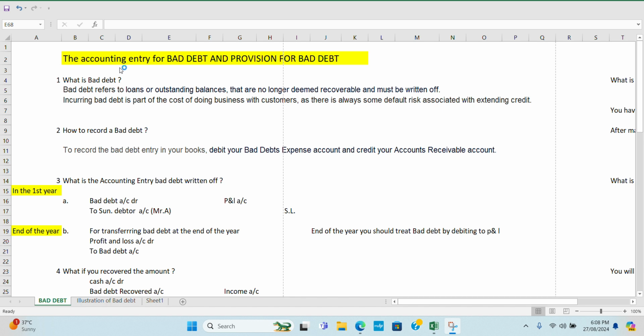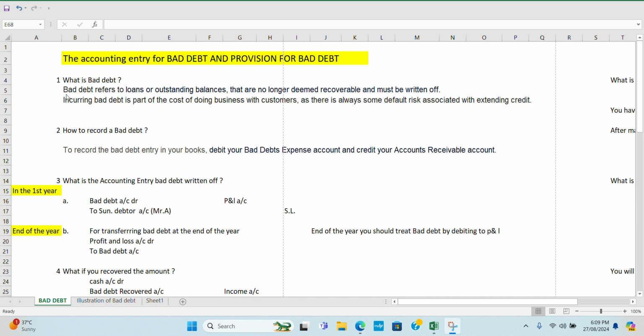Today, the topic is bad debt and provision for bad debt. In this session, we will learn what is bad debt, how to record a bad debt, what is the accounting entry for bad debt written off, and what if you recover the amount.